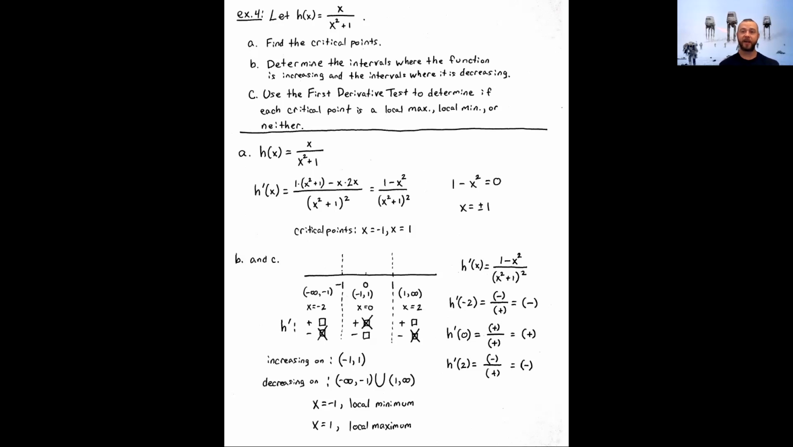All right, now definitely go back and review the examples we covered in creating the sign charts, since for the second and third parts of this lecture, we're going to be using similar sign charts to sketch graphs.